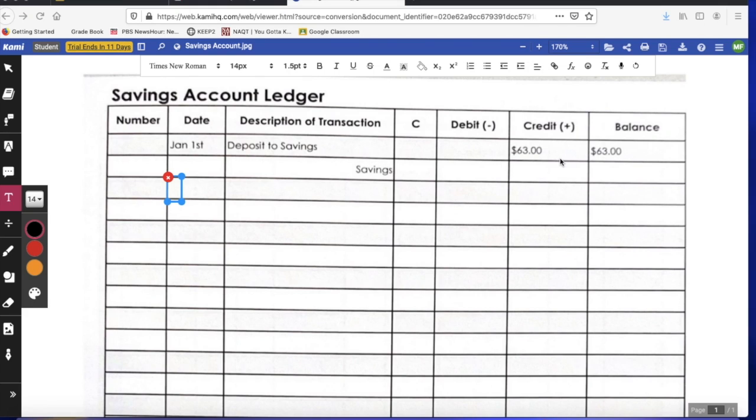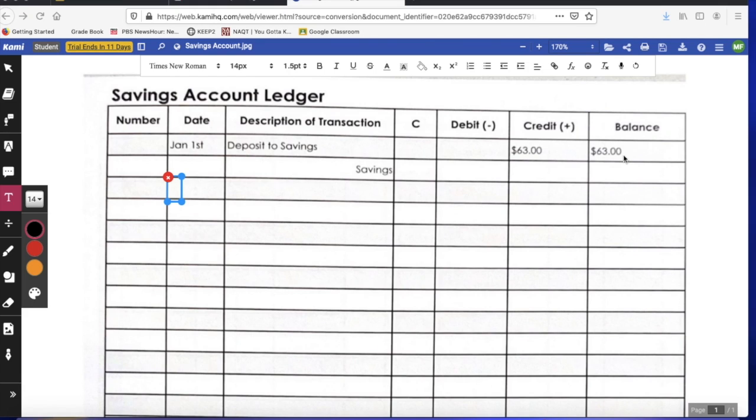Okay. So he opened up an account, so there wasn't any previous balance. And for the first one, it looks like he put 10% of his paycheck, which is $63. So you're crediting the account because you're adding to the account. So his balance is going to be $63.